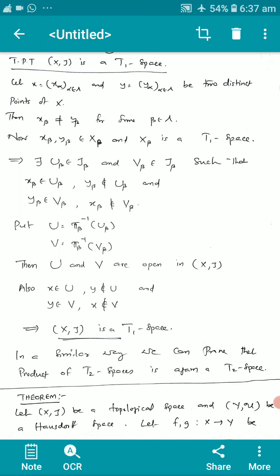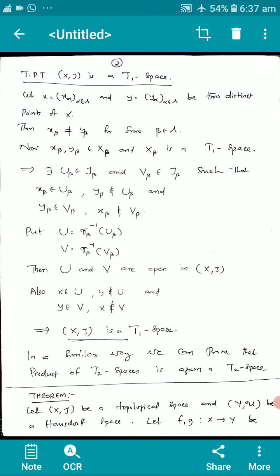This implies X is a T1 space, or we are getting the product space is again a T1 space. In a similar way, we can prove that the product of T2 spaces is again a T2 space. That I can do in the same way.